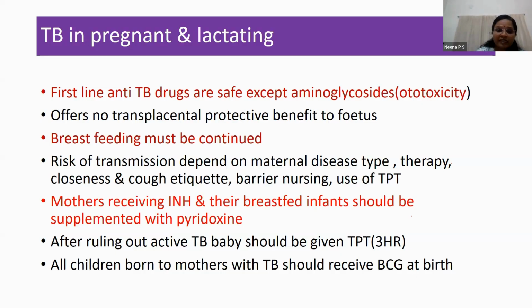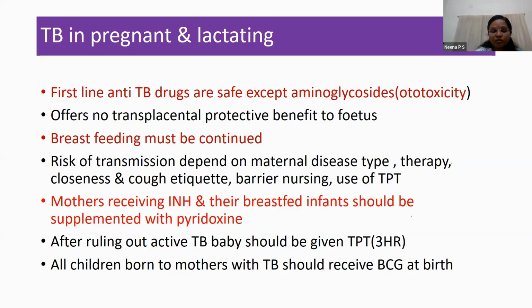And a mother receiving anti-TB treatment with INH and her breastfed infant should be supplemented with pyridoxine. And you have to rule out active TB for the child, and TPT has to be offered to the child. Usually what we give is 3 months of isoniazid and rifampicin.